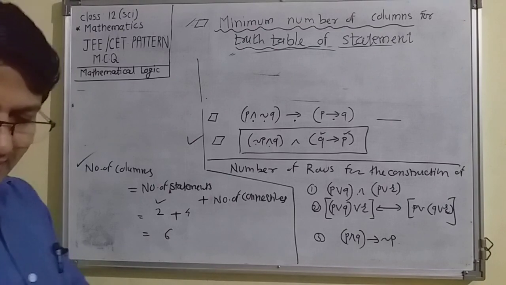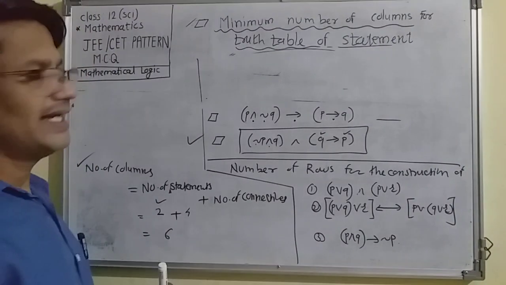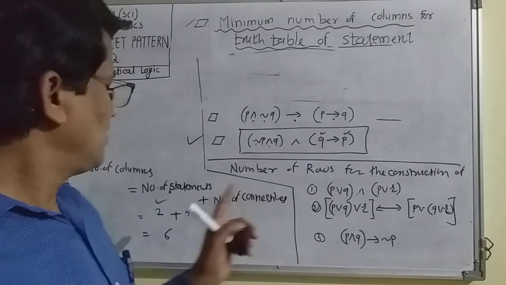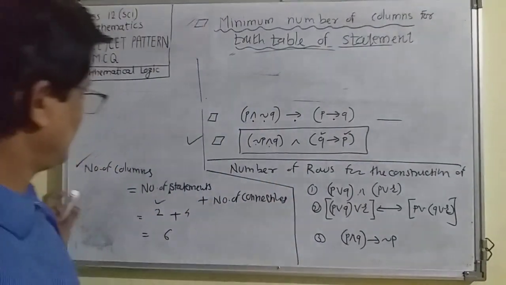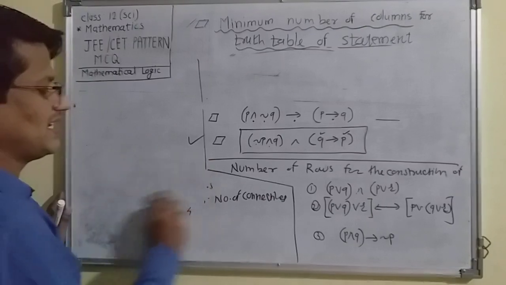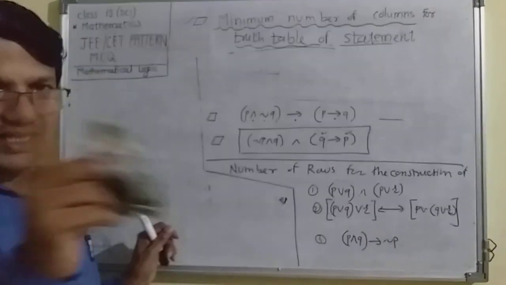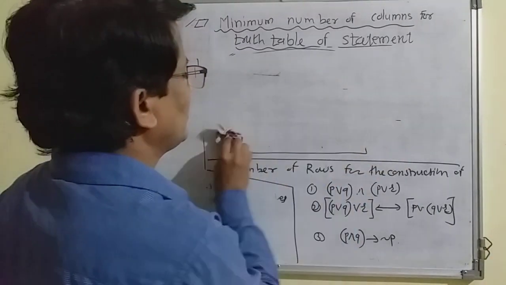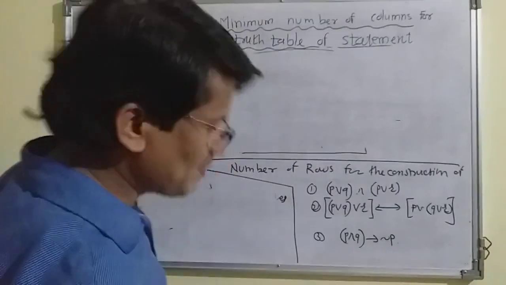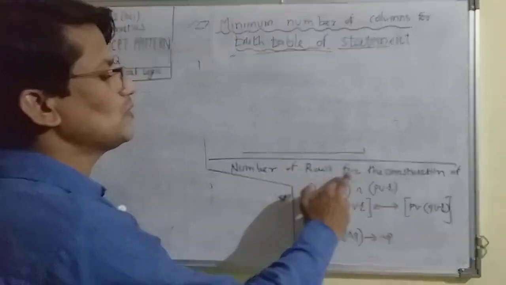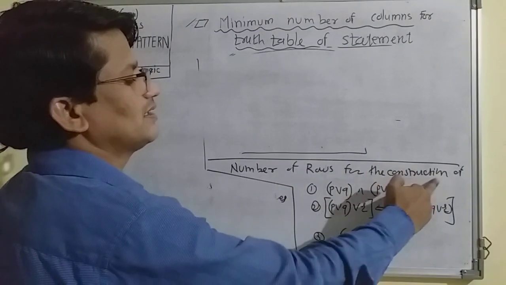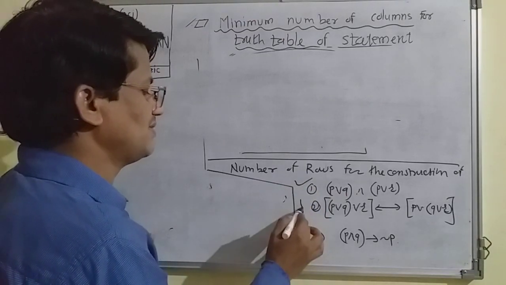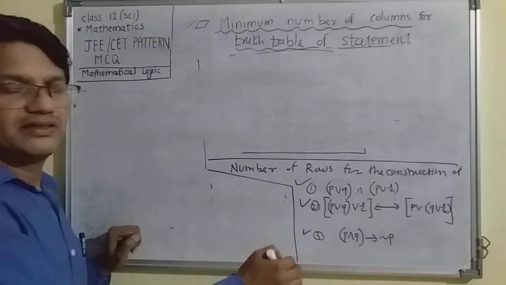Thus, if we construct any type of truth table of the given statement, we must know that the number of columns can be calculated by using the number of letters plus the number of connectives. Now, the same type of question is here: number of rows for construction of example number first, example number second, example number third.